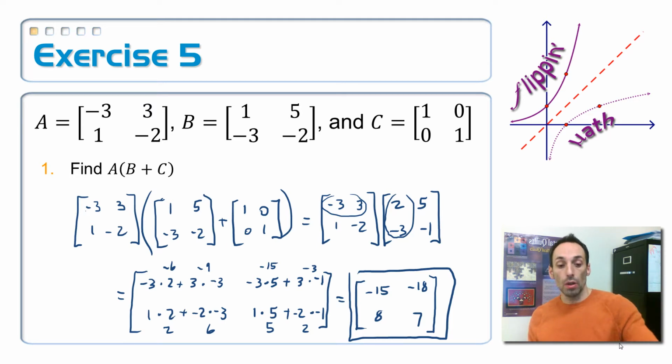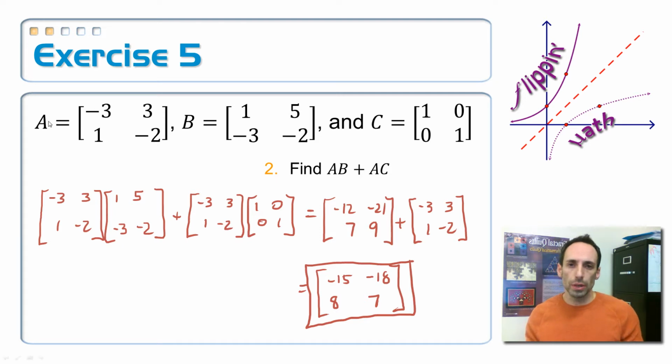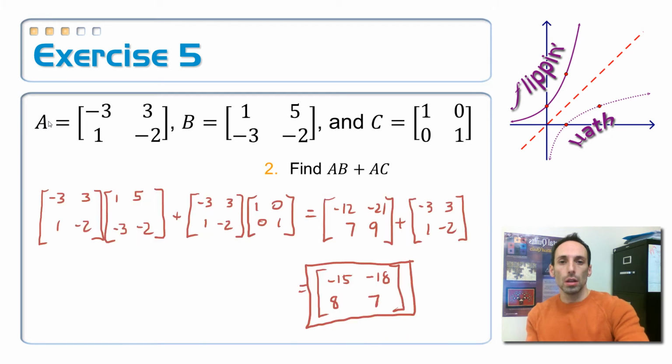Okay? On the second one here, you just multiply each of the products first and then add up your answer, order of operations. Okay, so the AB, I didn't have to do it again. I did it back on exercise 4, and then AC, it's being multiplied times the identity, so it's the same exact matrix. Okay, so then just add up those two numbers and take a look at the answer. Take a look at the previous answer. They're exactly the same, which means that the distributive property does work for matrix multiplication, which is handy.